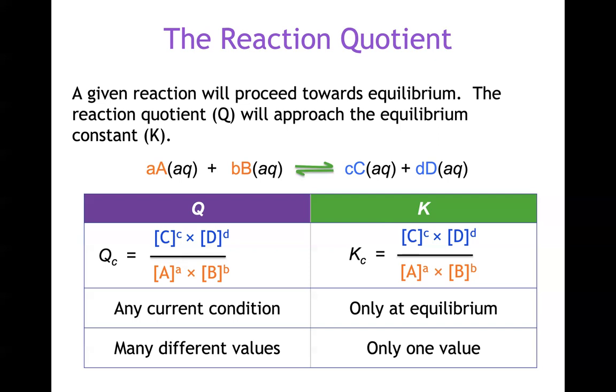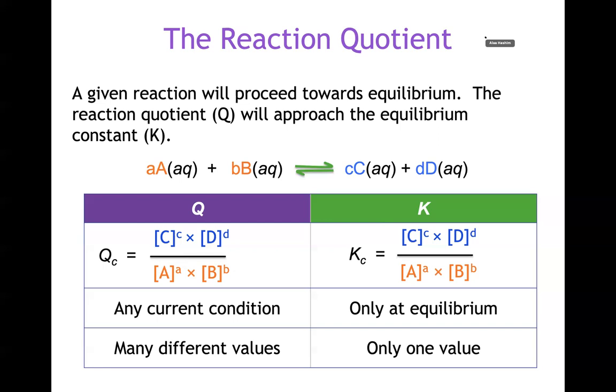So the reaction quotient, we can calculate similarly to how we calculate the equilibrium constant, where it's the concentration of the product over the concentration of the reactant, each raised to its coefficient.